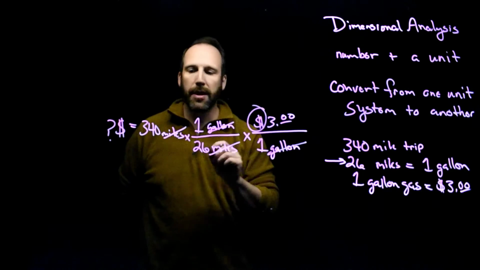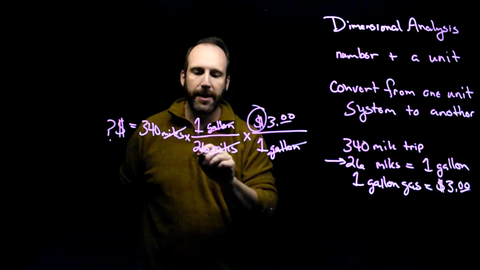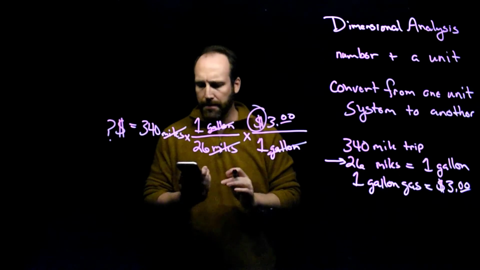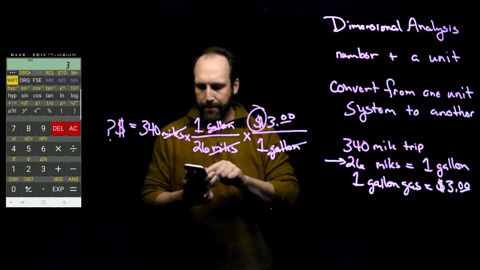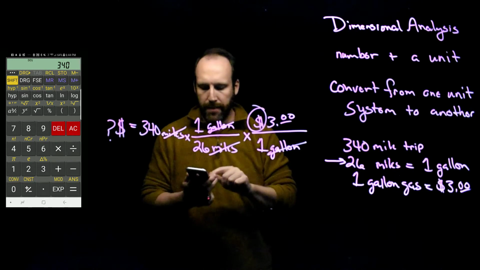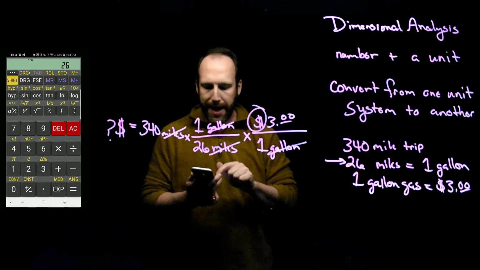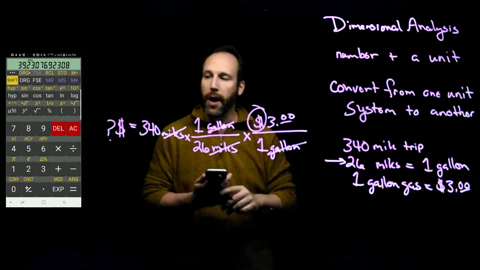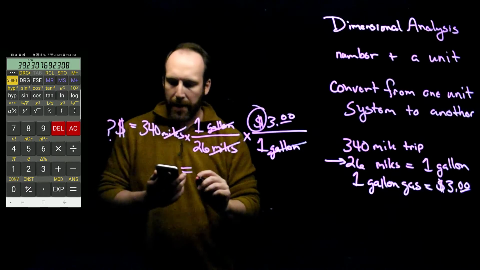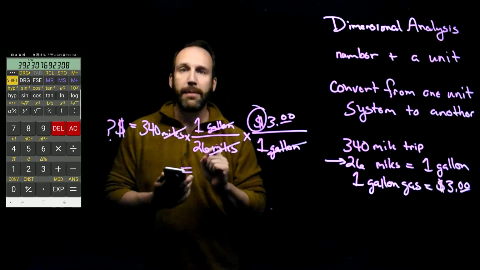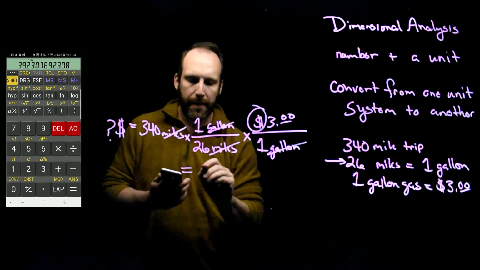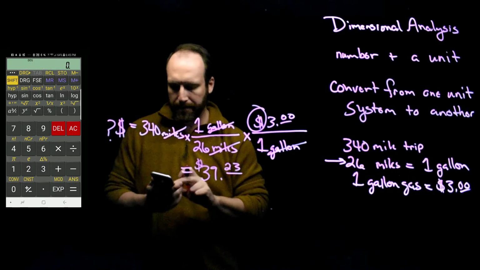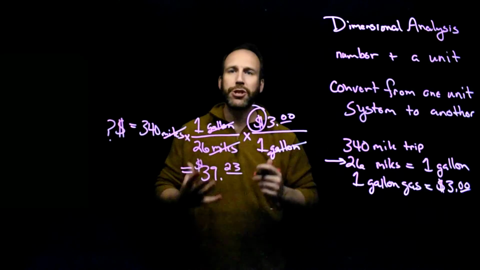So now it's just a matter of doing the math. It's 340 times 1 divided by 26 times 3 divided by 1. Let's do that math on our calculator. So we've got 340 times 1, then divided by 26, and then times $3, okay? And then again divided by 1. So the answer here is that this trip, this 340-mile trip, is going to cost us $39.23, okay? And we got there by doing dimensional analysis.